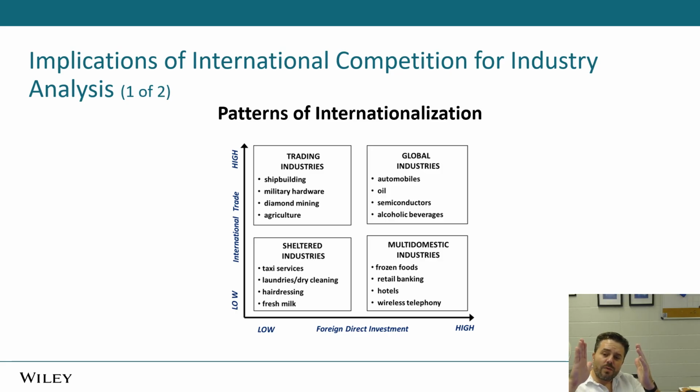On this side, we'd have exports, pure exports, no foreign direct investment. On this side, we have pure foreign direct investment, where we open up a subsidiary of the firm, wholly owned, in a host market. I'm going to be using these two terms a fair bit.